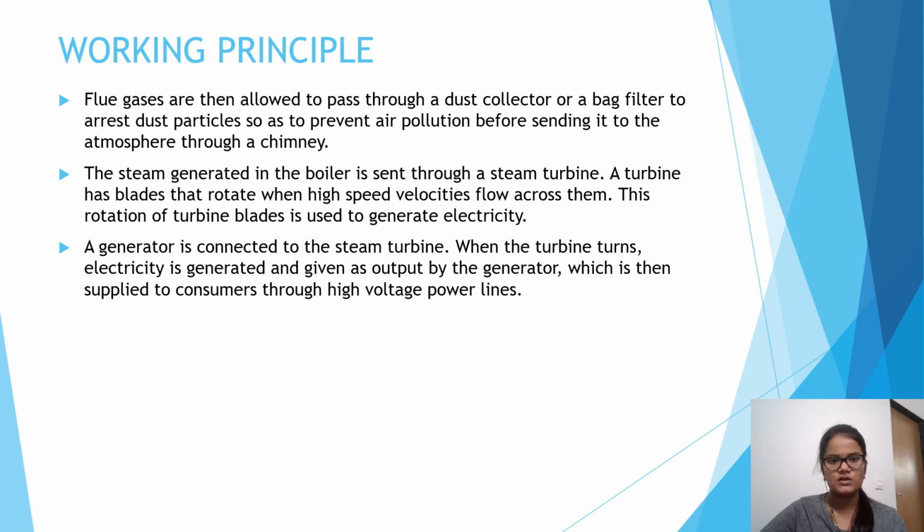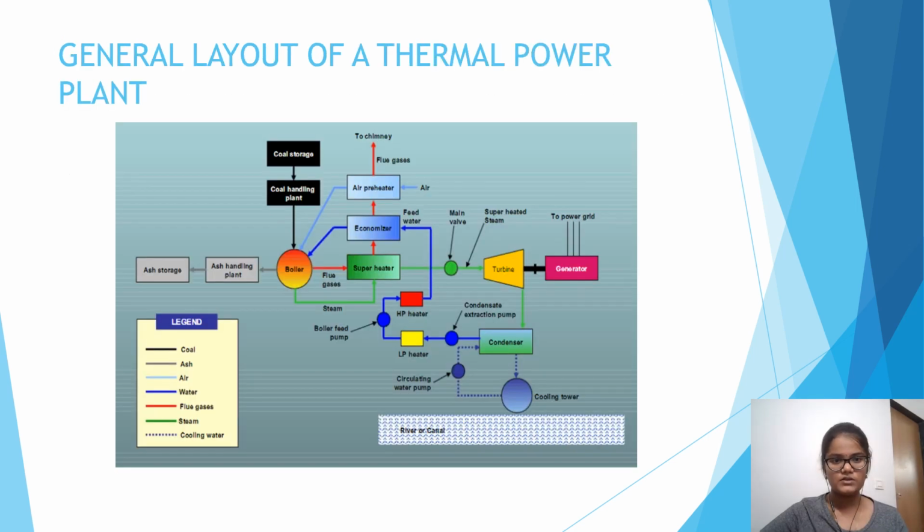A generator is connected to the steam turbine. When the turbine turns, electricity is generated and given as output by the generator, which is then supplied to the consumers through high voltage power lines. The picture here shows all the components of a thermal power plant.